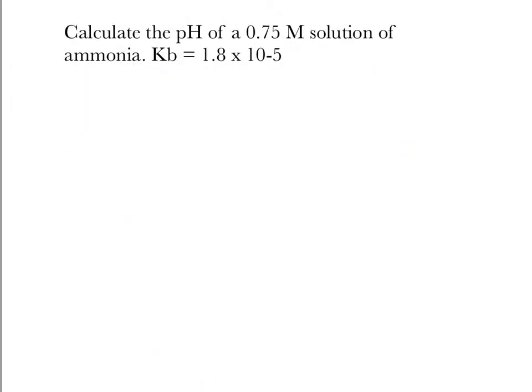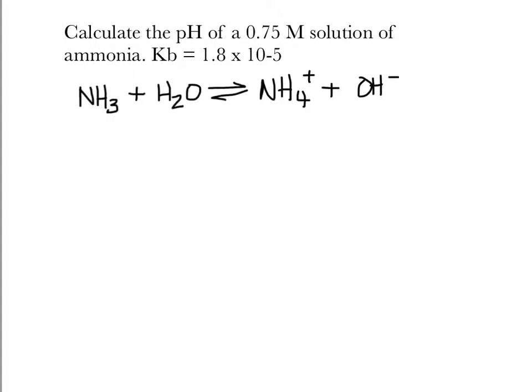Okay, so we have a weak base here. How do we know? Well, it's not a hydroxide of group 1 and 2 metals, and they give us a Kb. So let's take a moment and write out the ionization of ammonia. Okay, so here's the equation.